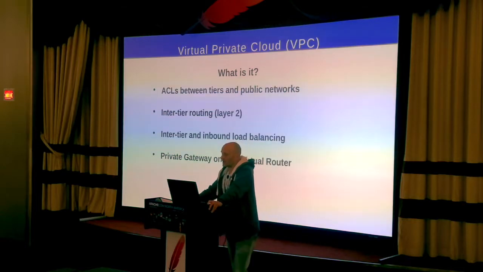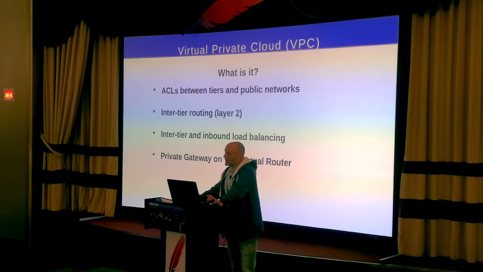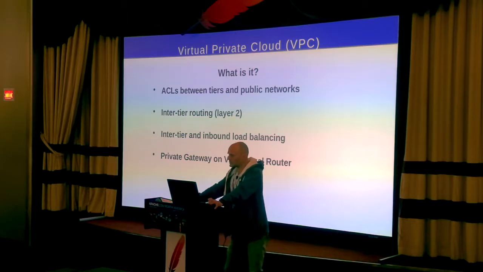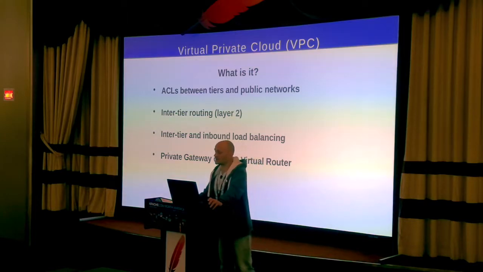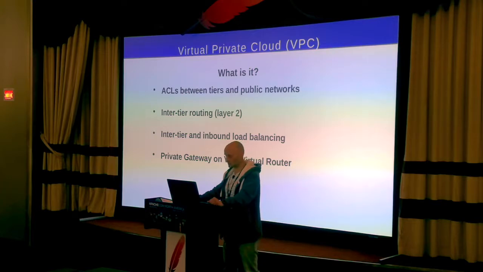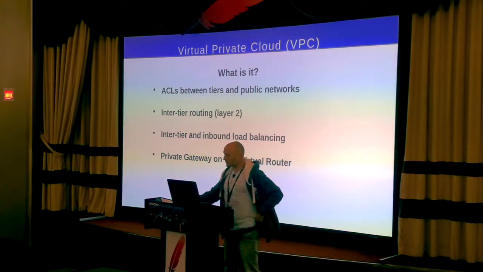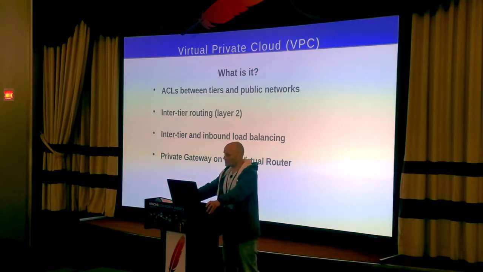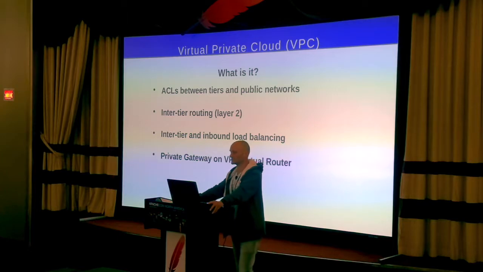Users can set up access controls, and these are rules that allow or deny traffic between tiers and also public networks. The routing between these tiers is done via the VPC virtual router. Load balancing can also be set up to load balance traffic. For example, in your web tier, you can load balance between the VMs in that tier.